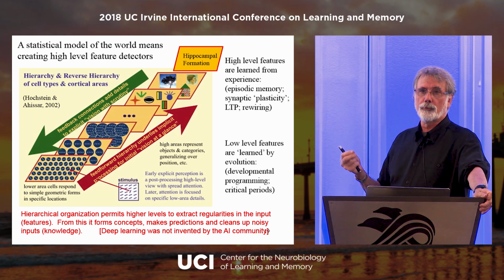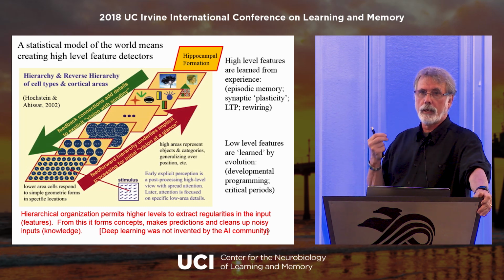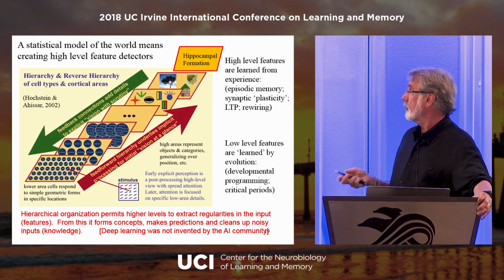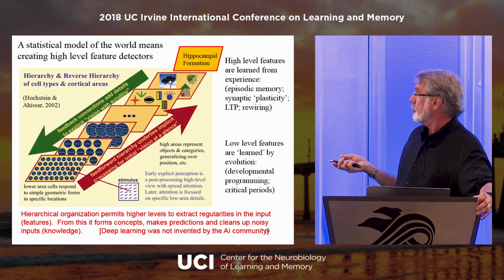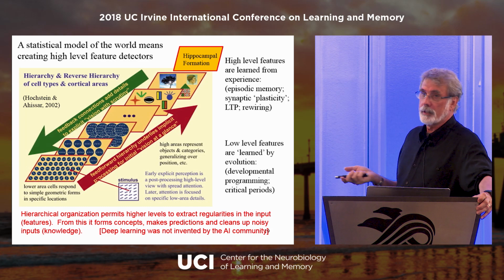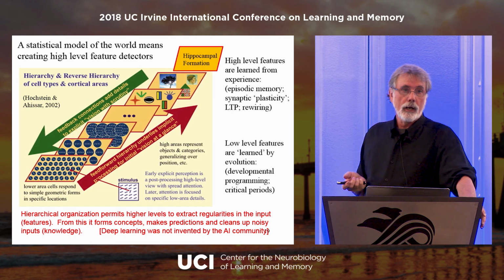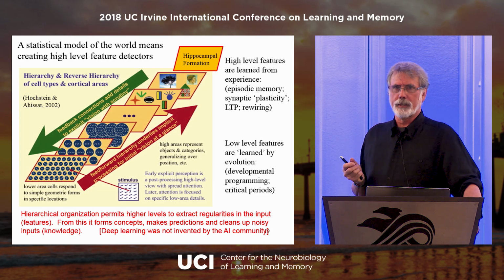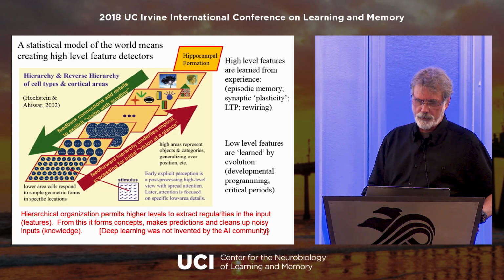integrating the statistical properties of the world to make a valid statistical representation of the properties of the input and creating the most efficient feature detectors for it. So this pretty much is what is now called deep learning in the machine learning field, but the machine learning field didn't invent the concept, evolution did.